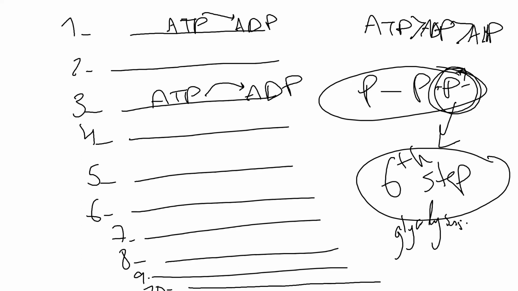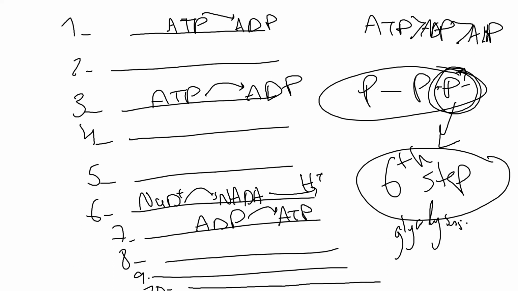What happens in the sixth step? NAD plus will become NADH, and it will produce outside H plus ion. And then in the seventh step, ADP will become ATP, so here ATP will start to be produced. And then in the ninth step, H2O will be produced, water. So these are energetically what happens in the steps.